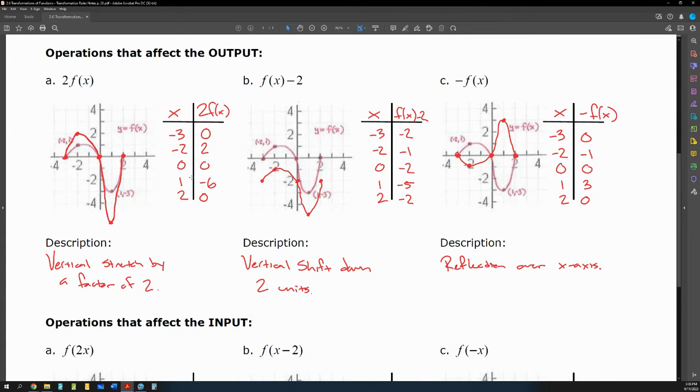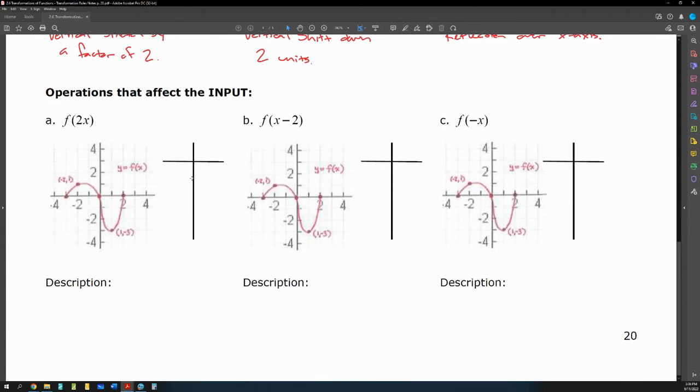All right. Now let's take a look at operations that affect the input. Now we're going to have to get a little bit creative with our table of values. So remember, our parent function had inputs -3, -2, 0, 1, and 2. Now we have to consider what inputs would lead us to those original inputs. So looking at this table, we have x and f of 2x. We're looking at the input.